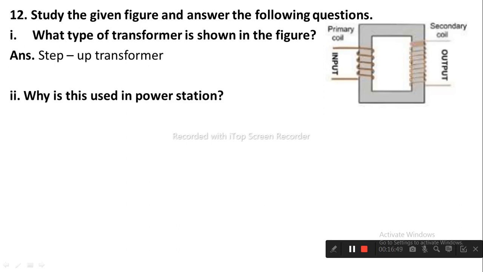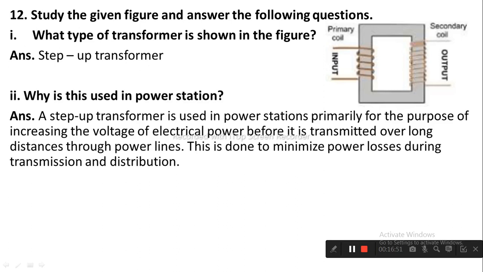And why is this used in a power station? A step-up transformer is used in a power station primarily for the purpose of increasing the voltage of electrical power before it is transmitted over long distances through power lines. This is done to minimize power losses during transmission and distribution.